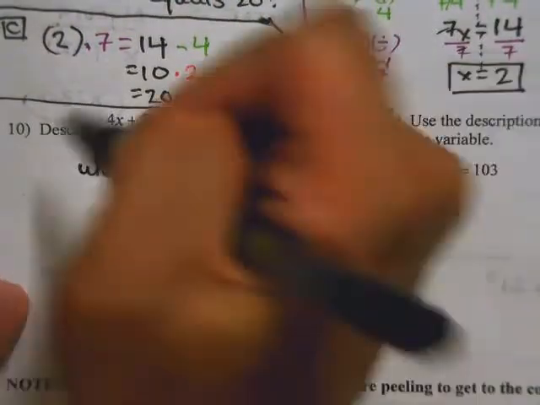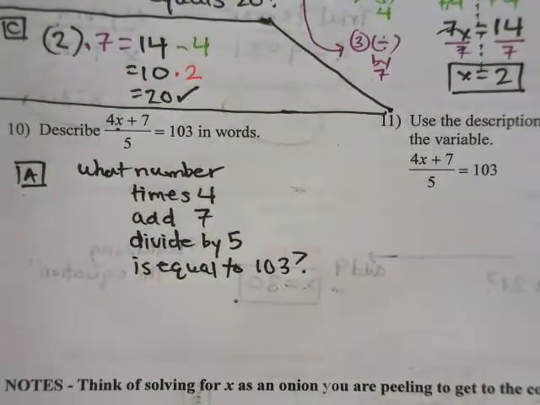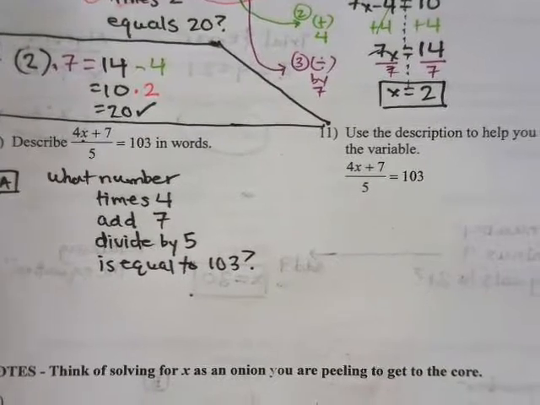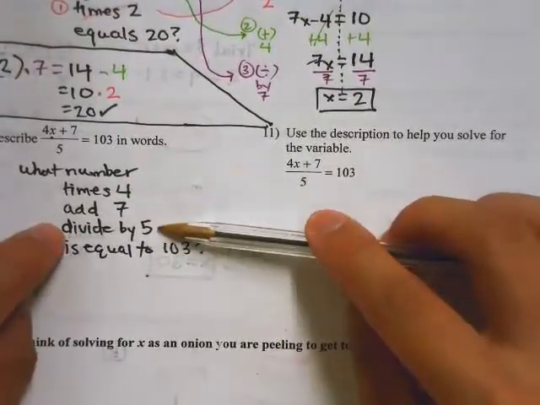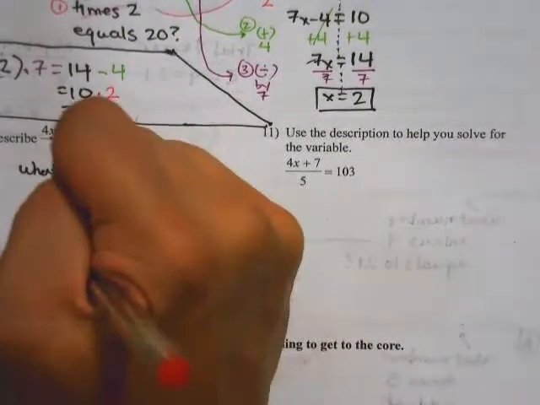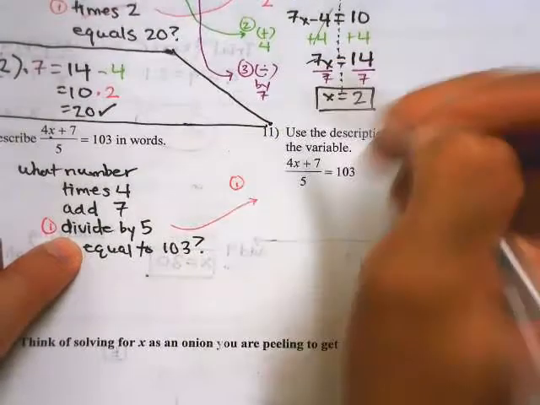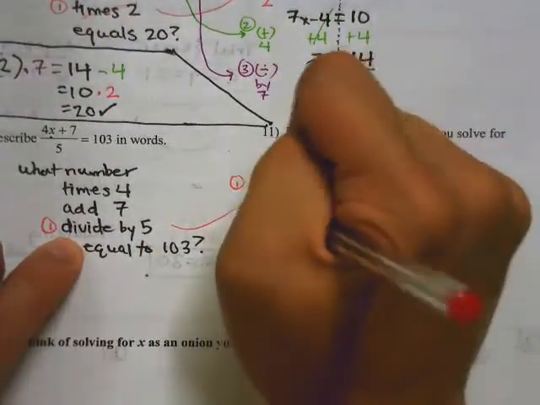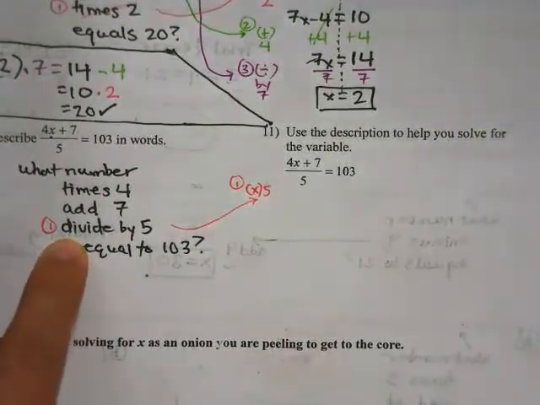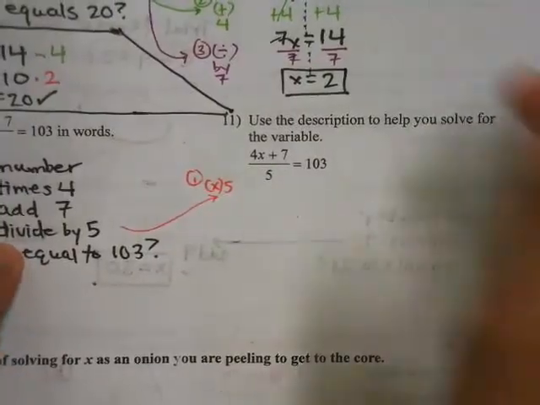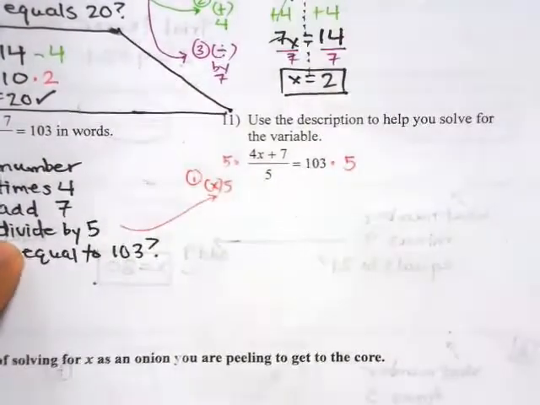Our description is done. Step A is done. Now let's do step B. We're going to take our description to help us solve the equation, but remember, what we described last, we're going to do first, but the opposite. So this is going to be number 1 over here. The opposite of divide by 5 is times 5. Very similar to the previous problem, we're just going to go times 5 over here and times 5 over here.